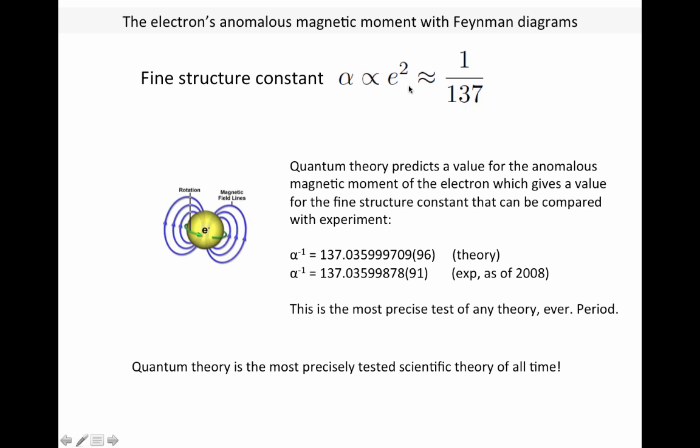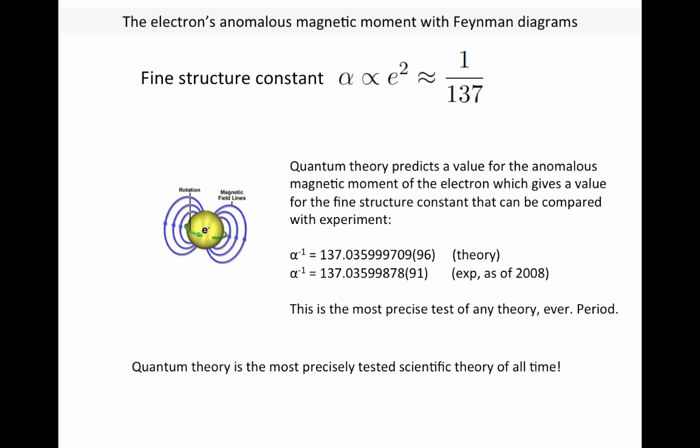So if you have a probability that is proportional to e squared and another process whose probability is proportional to e to the 4, that second process is much less likely than the first process. And we'll see how that is used in a minute. Now, I mentioned right at the start of this class that quantum field theory is the most successful physical theory of all time. It has been tested to the most decimal places.